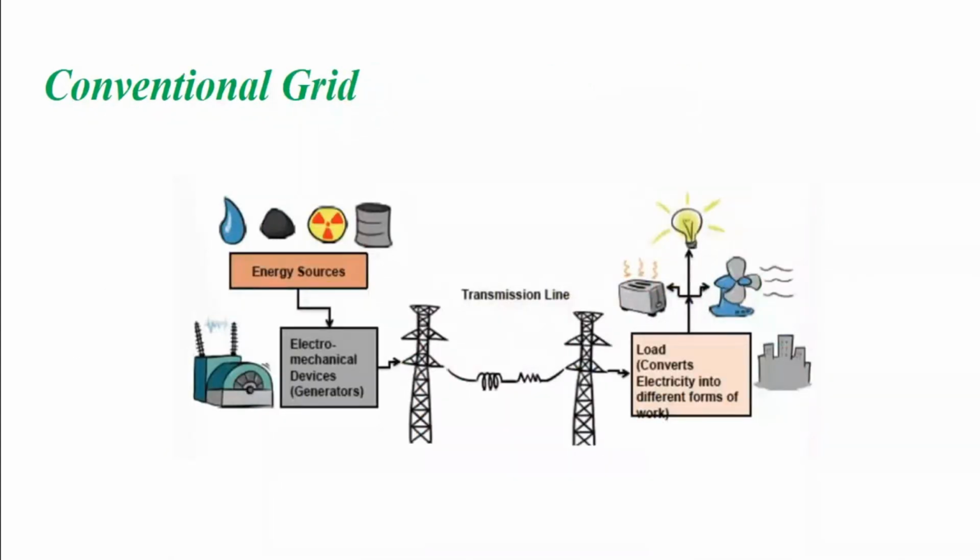Okay, so another similar example is our grid, that is, the power grid. If you look at our conventional grid, there was only one way communication. One way communication means there will be generation of power, there will be transmission of power, and there will be distribution of power to the loads.